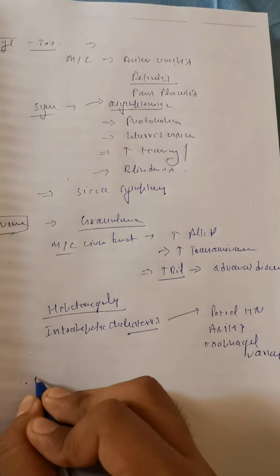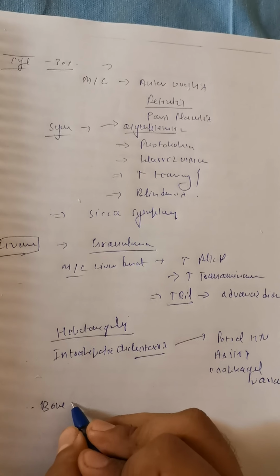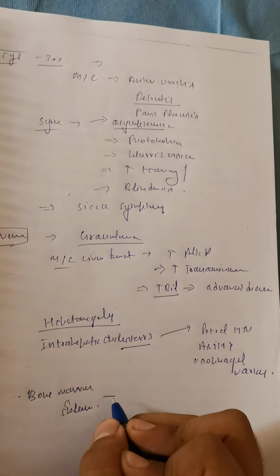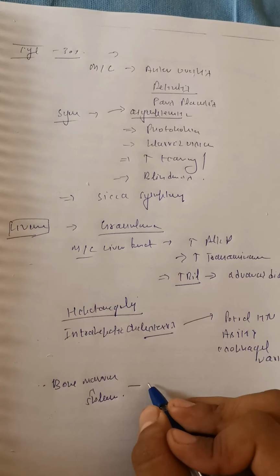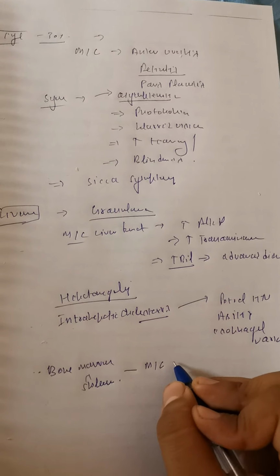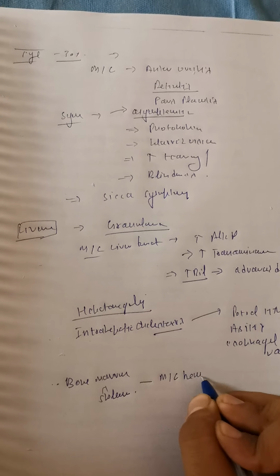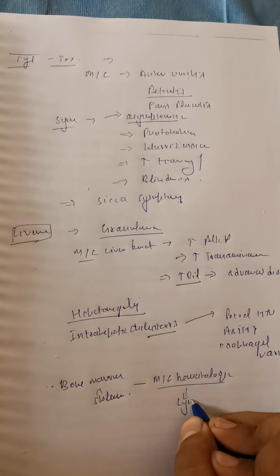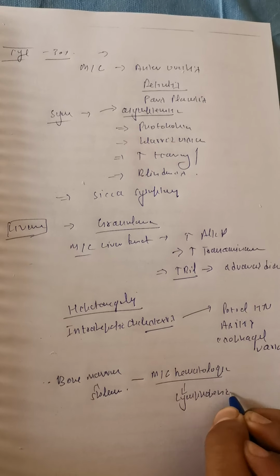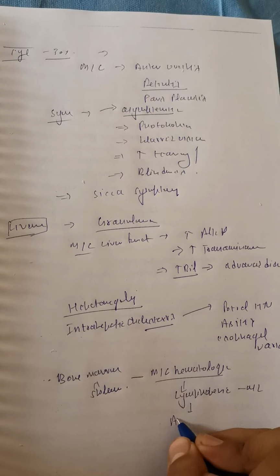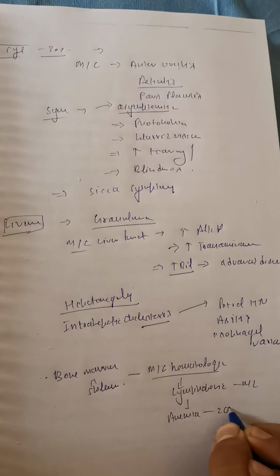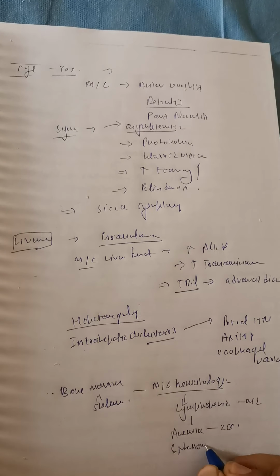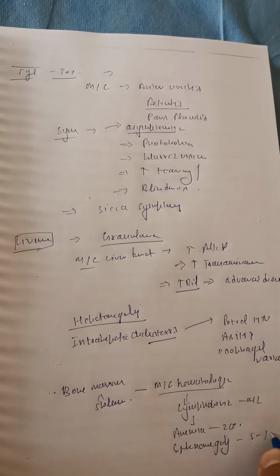Bone marrow and spleen can also be involved. The most common hematologic abnormality we will see is lymphopenia. Anemia is then seen in 20% of cases. Splenomegaly can be there in 5 to 10% of cases.